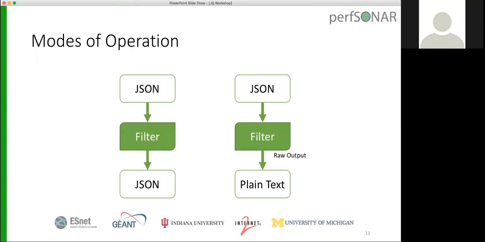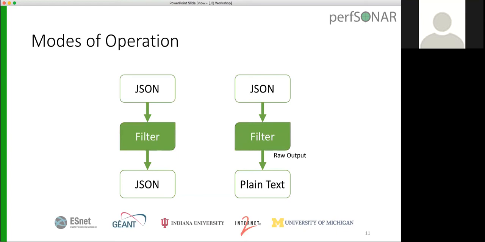So JQ has basically two major modes of operation. In both of them, you start with some JSON as input, and you pass that through a thing called a filter. Now, the filter can be operated in one of two modes, either in regular mode, where the output that it produces is also JSON, and this is the 95% use case, or you can use it in what's called raw mode. And what that means is that instead of outputting JSON, the filter outputs plain text. And I'll show you an example of how this works in a future slide.